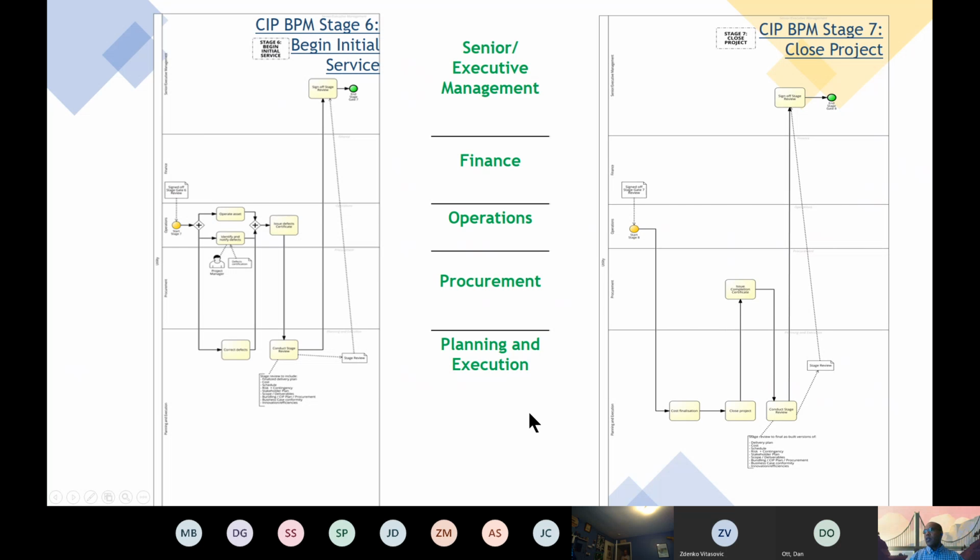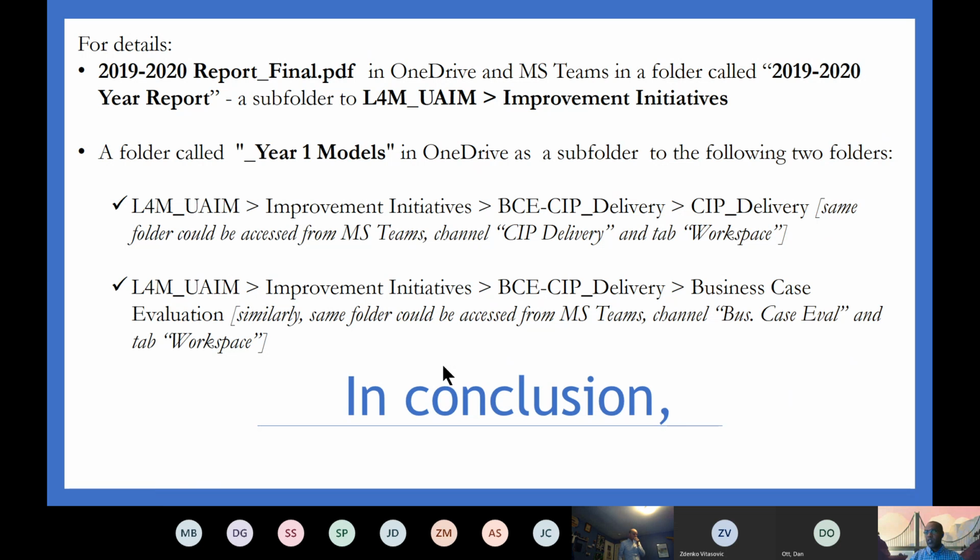So basically, this information, I know that this is a lot of information within a very short period of time, but I think the intent of this is just to give you an introduction or a very high-level overview of the CIP delivery process. But for more details, I encourage you to read the Year 1 final report, which is available in OneDrive and MS Teams, and also the models are available in both the OneDrive and an MS Teams page. The file route is provided here for your use.